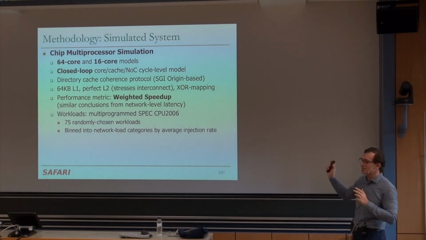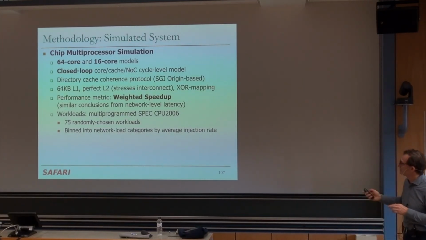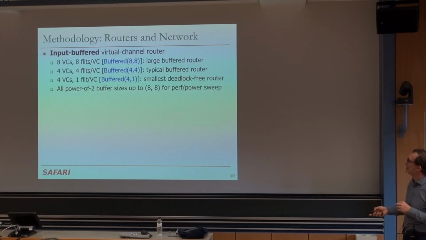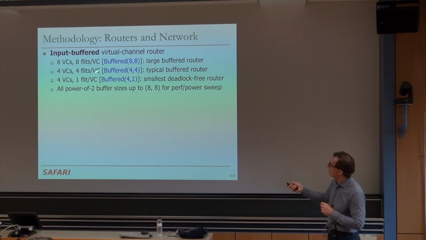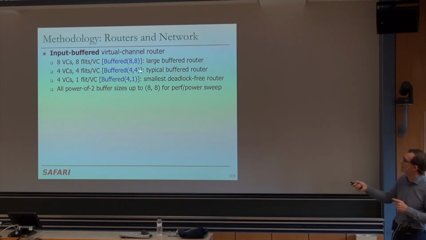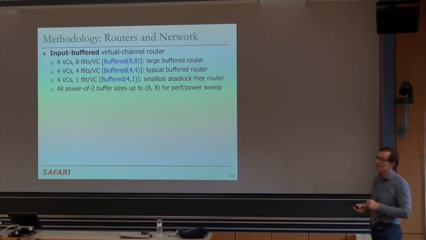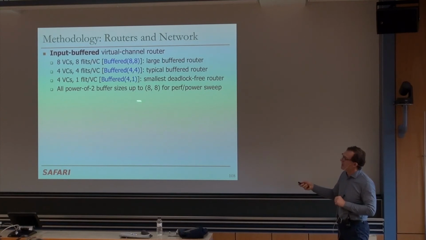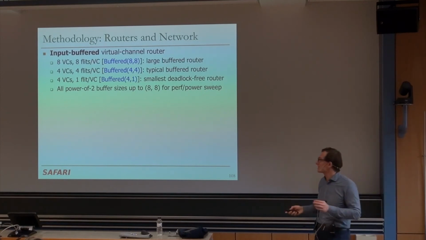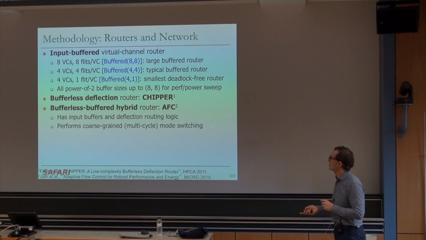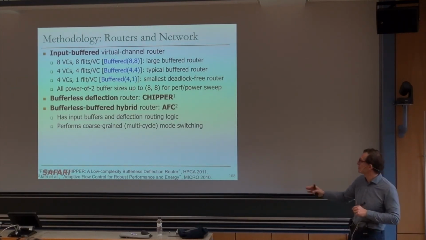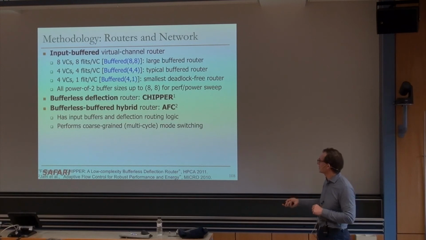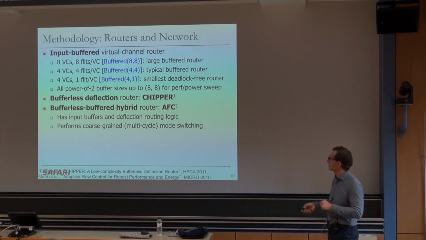This is, again, some workloads. You can read the paper for more detail. And these are some of the different routers that we examined. Some of them are large buffered, typical buffered, and smallest deadlock-free router. We actually swept a lot of buffer sizes here. And the bufferless deflection router is cheaper. And we also compared some other prior work that proposed what is it called? Adaptive flow control. It was published in 2010.